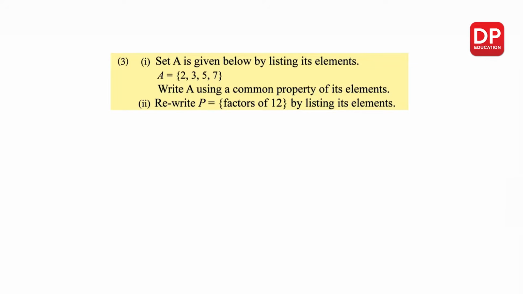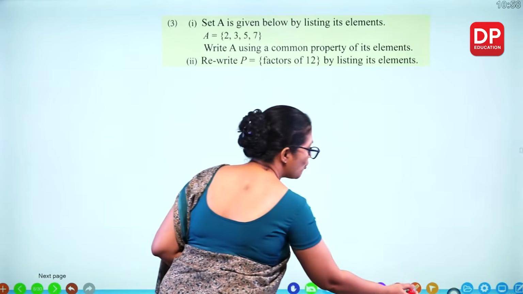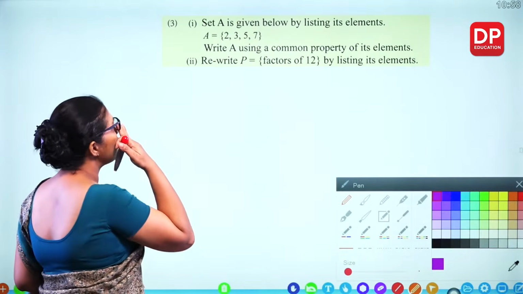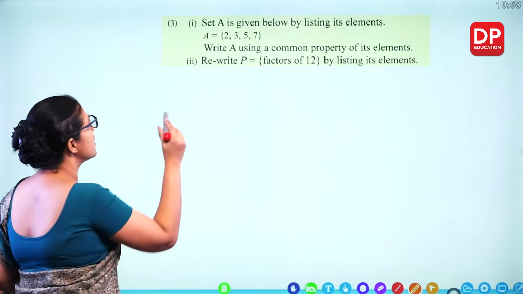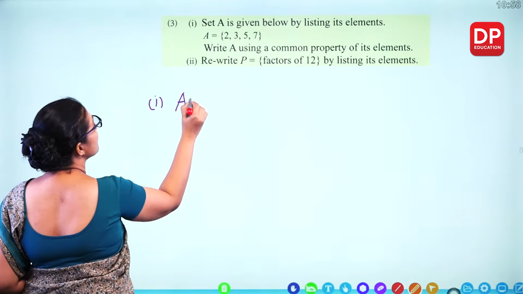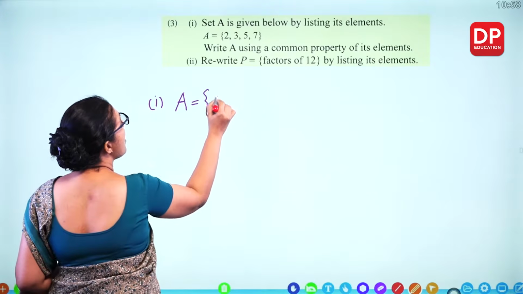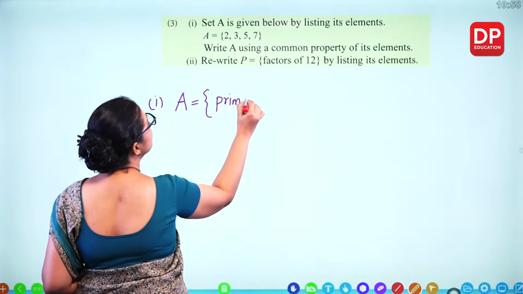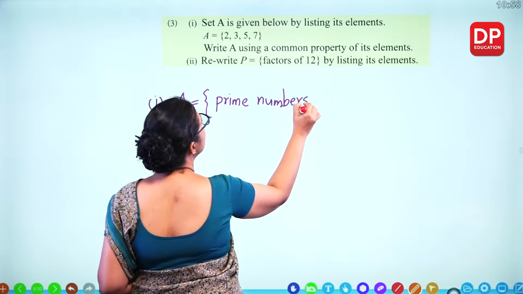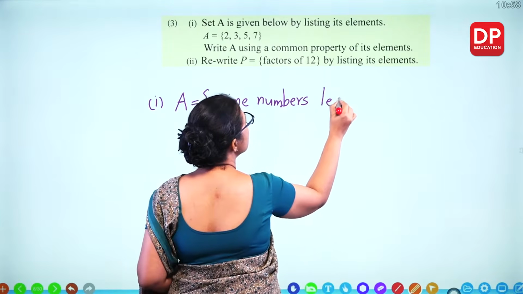Set A is given below by listing its elements. 2, 3, 5, 7. Write A using a common property of its element. Descriptive way. How can we write down descriptive way? 2, 3, 5, 7 are prime numbers. So you can write A prime numbers less than 10.